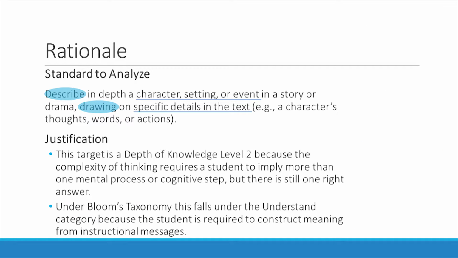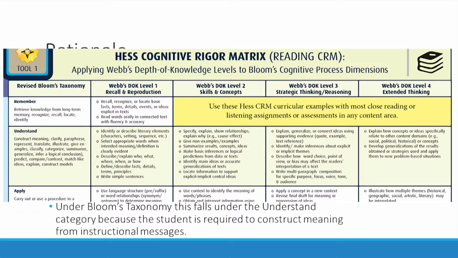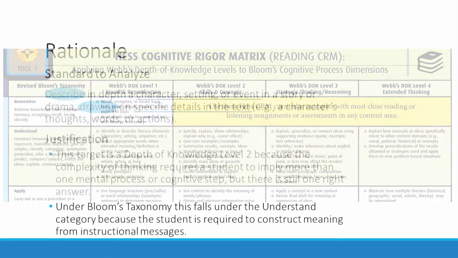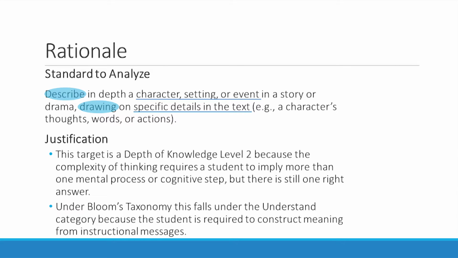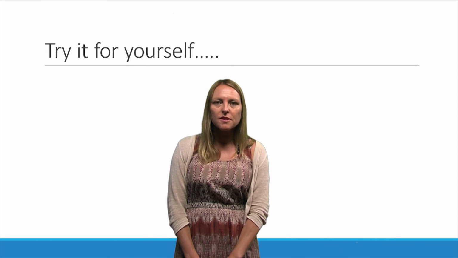If you obtain your Karen Hess cognitive rigor matrix, you can see on the left side is the cognitive process. Go to where it says understand. Within the understand row, identify the correct depth of knowledge. What depth of knowledge level is most appropriate based on the standard requirements? The depth of knowledge I selected for this particular standard is DOK level 2, because the complexity of thinking requires a student to employ more than one mental process or cognitive step, but there is still one right answer. Try this on your own. Please follow the directions on your playlist.